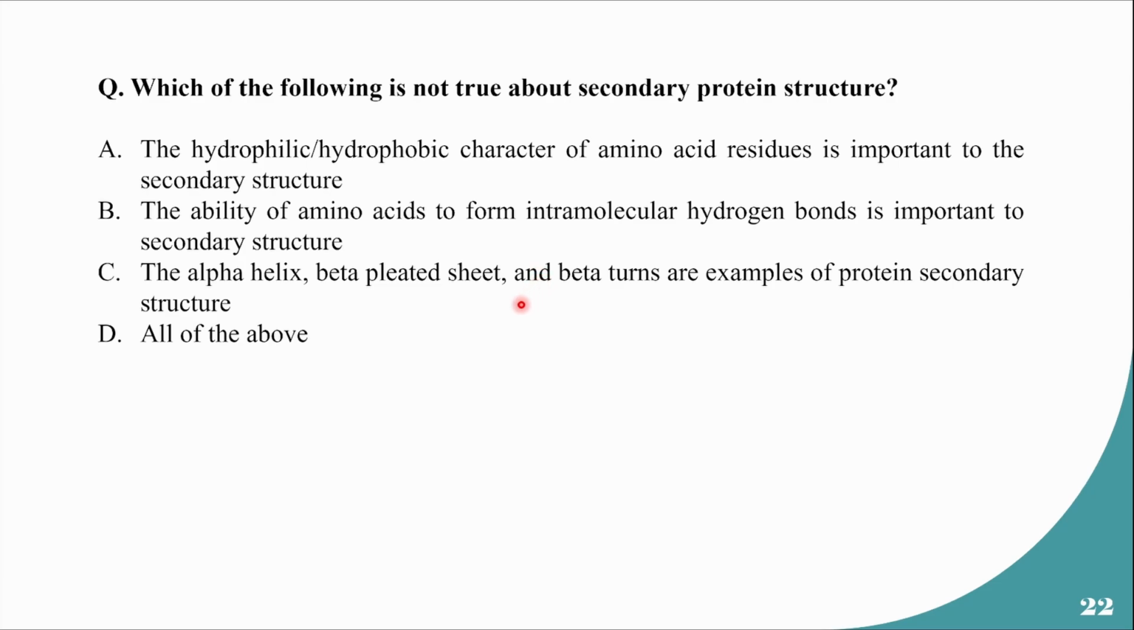Now another question, which asks which of the following is not true about the secondary structures of proteins. The first option is that hydrophilic or hydrophobic character is important to the secondary structure. The second is that the ability of the amino acids to form intramolecular hydrogen bonds is important. The third is that alpha helix, beta pleated sheet, and beta turns are examples of protein secondary structures, or all of the above. Remember, it asks which one is not true for the protein secondary structures. So try to answer in the chat. Look at it.